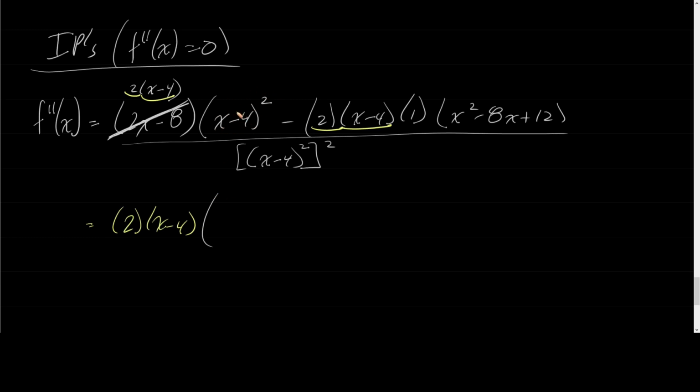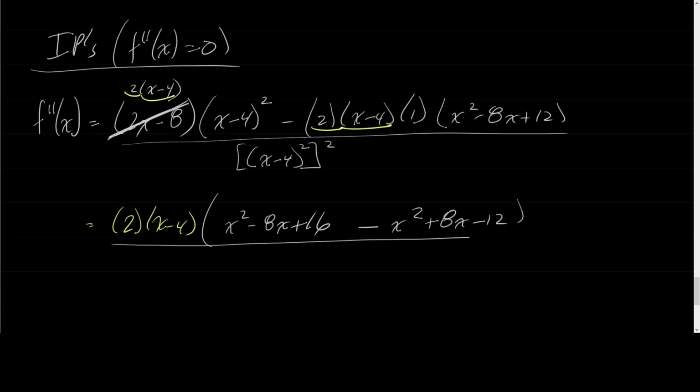Here we have an (x minus 4) squared. There we go. And (x minus 4) squared, what is that? That is x squared minus 8x plus 16. Minus. We took out the 2, we took out the x minus 4. This one's not doing anything. So I really had to distribute this negative to all of these. So minus (x squared plus 8x minus 12). All of this over (x minus 4) to the 4th.